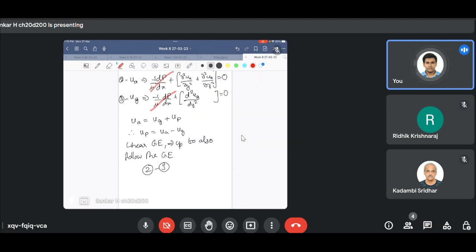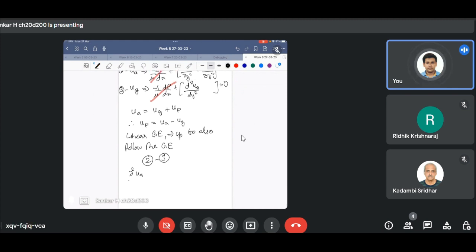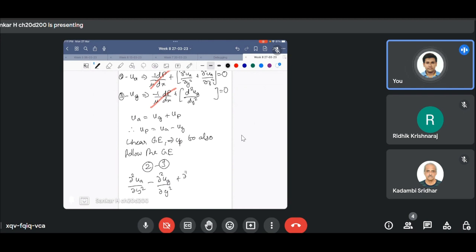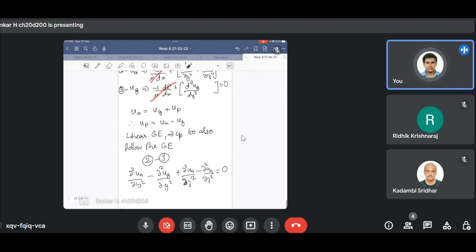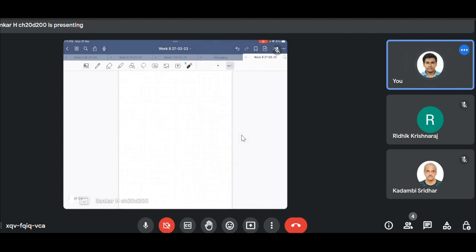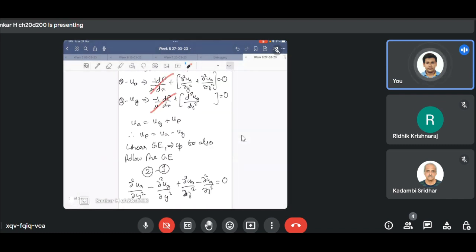This term will get cancelled out, and I'll be writing it as ∂²ua/∂y² minus, just for simplicity or sake of understanding, I'll just write it as ∂²ug/∂y². But regardless, ug is just a function of y, plus ∂²ua/∂z² minus ∂²ug/∂z². We know that the last term in this expression is 0. So I'm just writing it down just for the sake of adjustment. I'll just show that step right now.